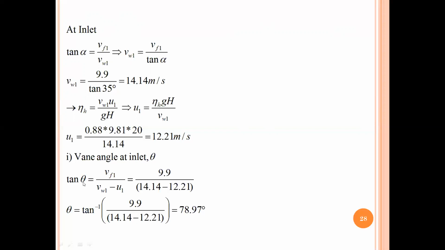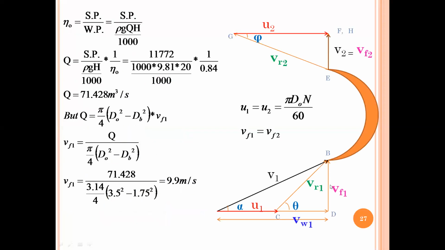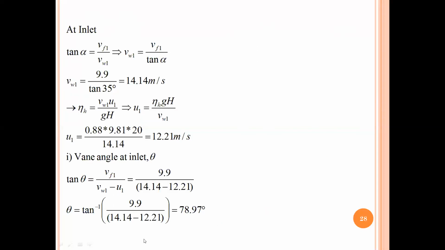Now coming to vane angle, so I need to substitute. Your vane angle tan theta is given by VF1 divided by CD. This is your theta angle. Your CD is nothing but VW1 minus U1. So substituting that, I'll be getting the value of theta as 78.97 degrees. So I've calculated the runner vane angle at inlet.